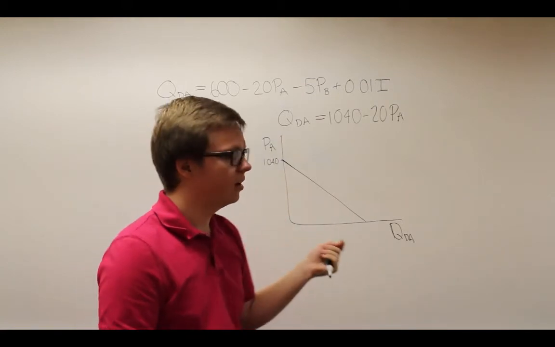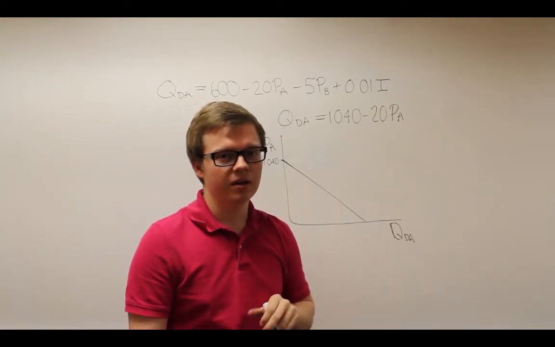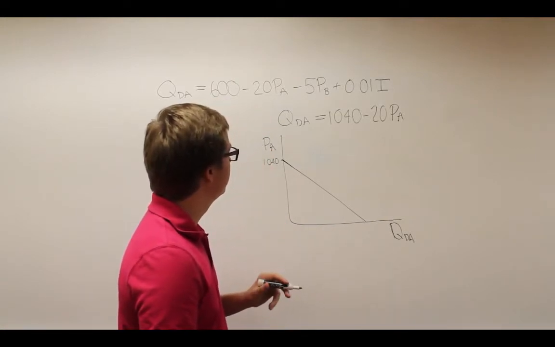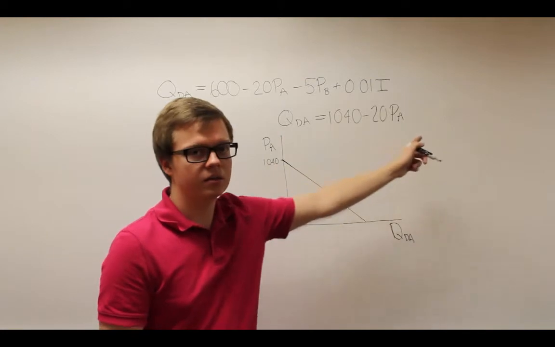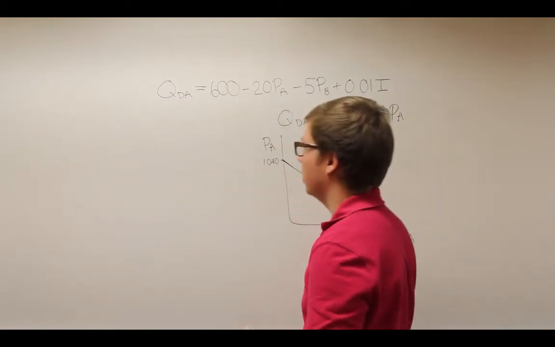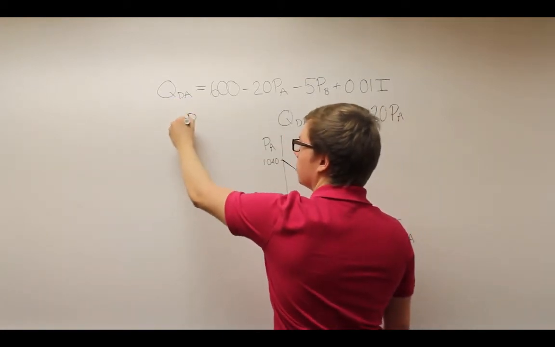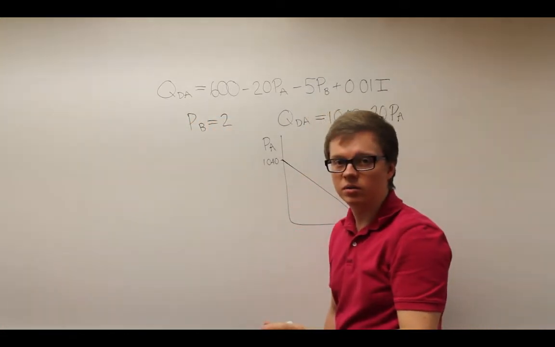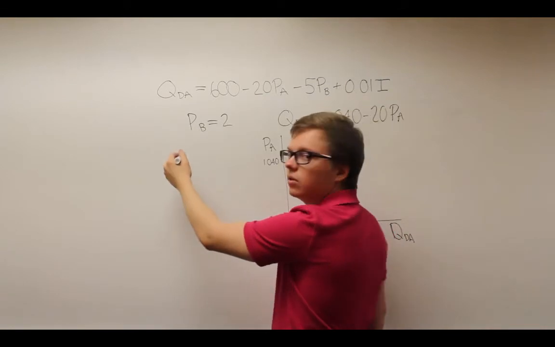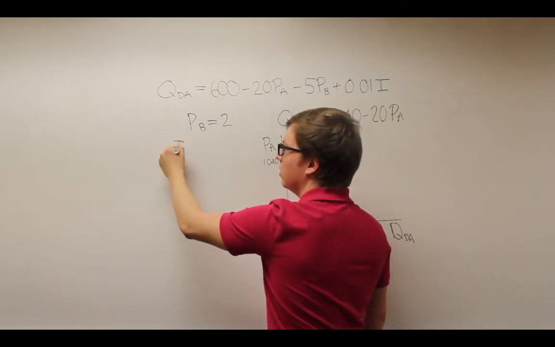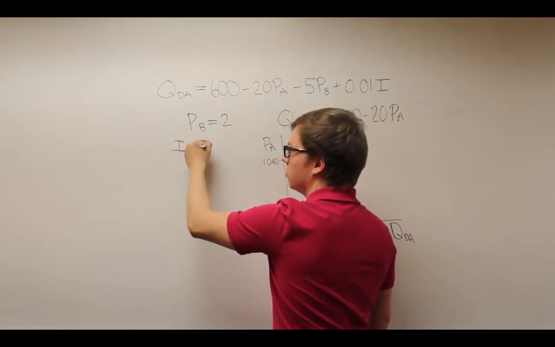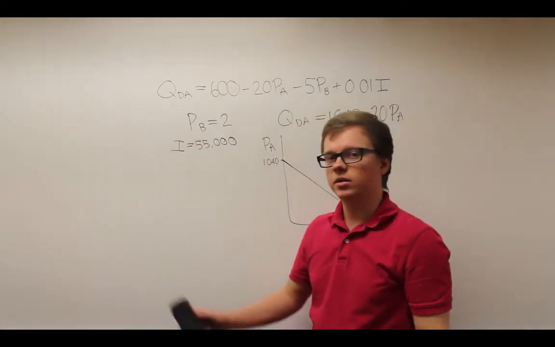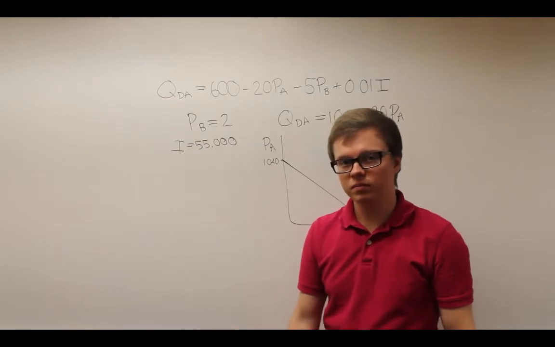Then we might want to say, what happens to quantity demanded if income goes up? So now, this was one case. Now let's say the price level of good B equals $2 still. So that didn't change. But now income, let's say it increases by 10,000, so now it's 55,000.